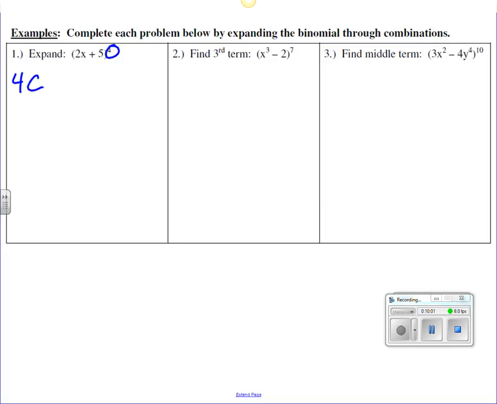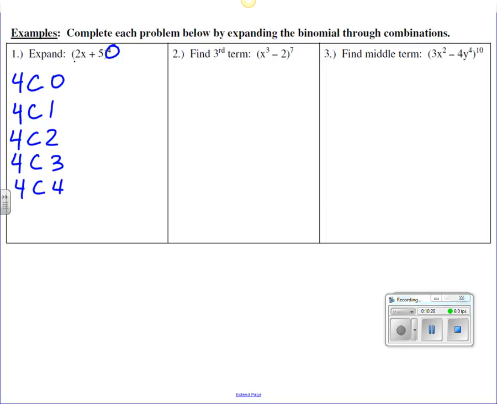4 and a C. What always comes next? 0. Then I do 4C1. What comes next? 4C2, 4C3, and 4C4. You stop once you get back to the exponent. Okay? All right.